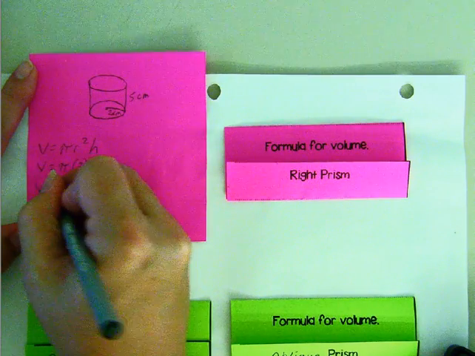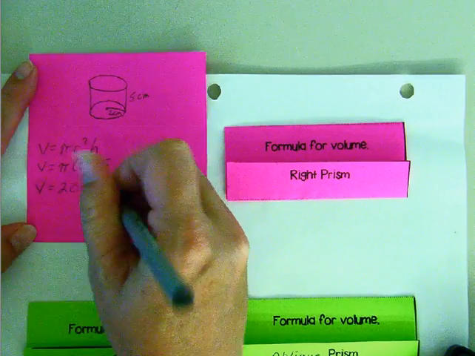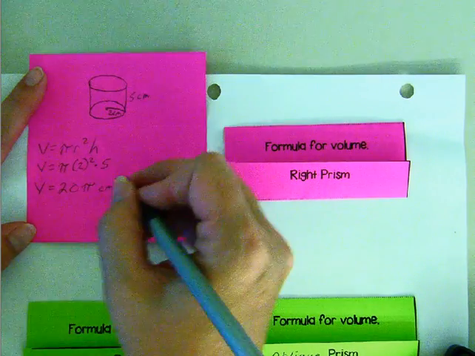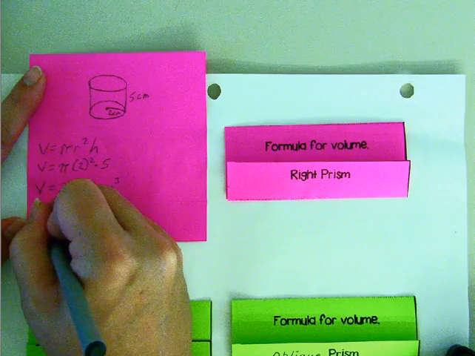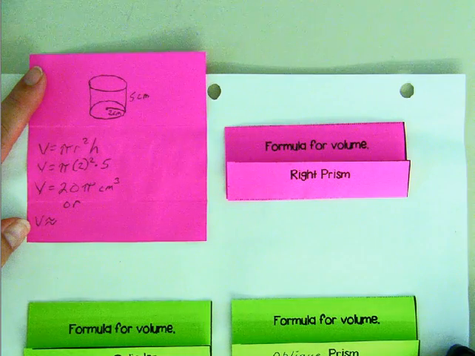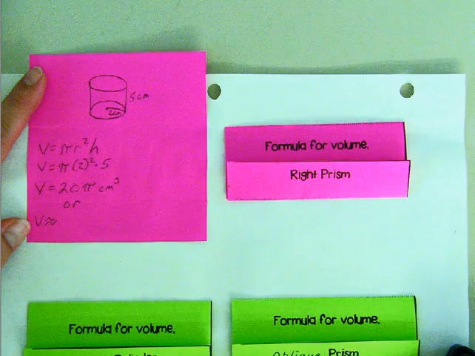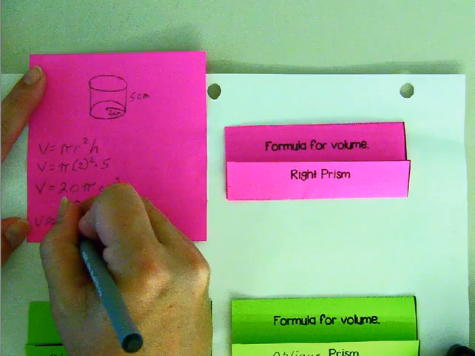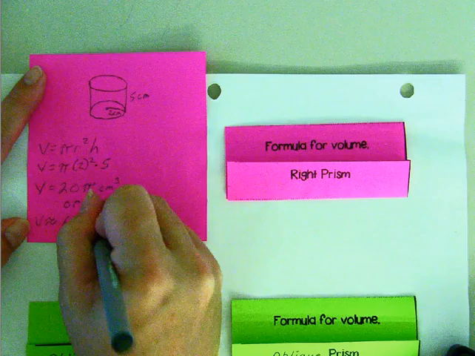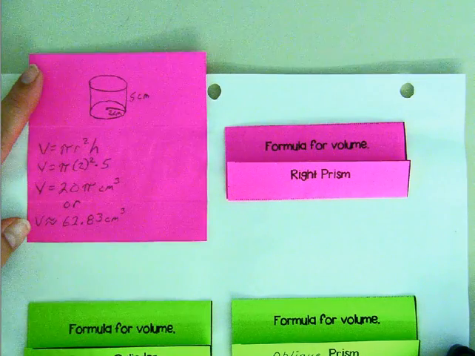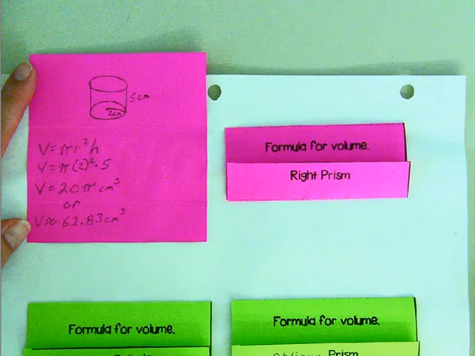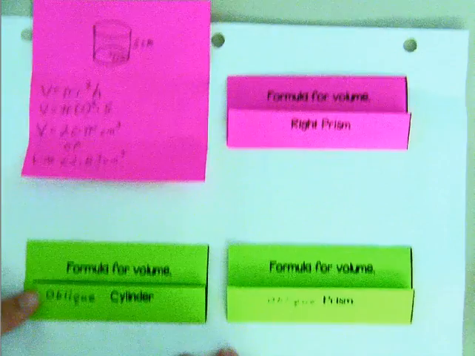So the first one, V equals 20 pi, and then this is centimeters cubed is my label. Or V is approximately, now we're going to take that 20 times pi using the pi button, and we get 62, and we're going to go 2 decimal places, so we're going to have 83 centimeters cubed. Okay, so that's an example of using our volume formula there. So let's go down to the oblique now.